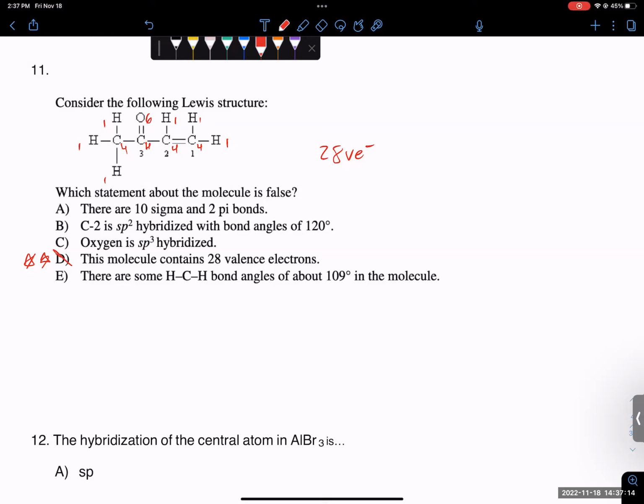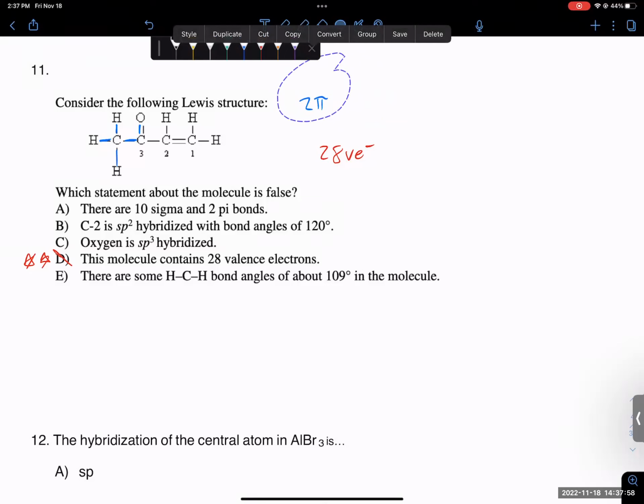Let's just count it back. We know every single bond has 1 sigma bond and every double bond has 1 sigma bond and 1 pi bond. So let's erase all these numbers here. Okay, so we have 2 double bonds, right? So that's going to tell us 2 pi bonds. Each of those bonding areas will have 1 sigma bond for sure, and if it's a double bond, it'll still have 1 sigma bond and 1 pi bond. So the 2 pi will be in red.